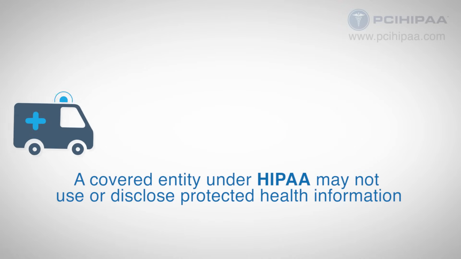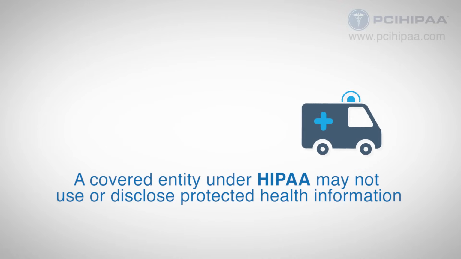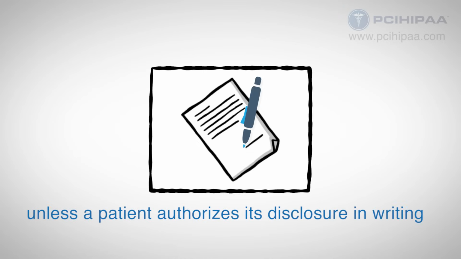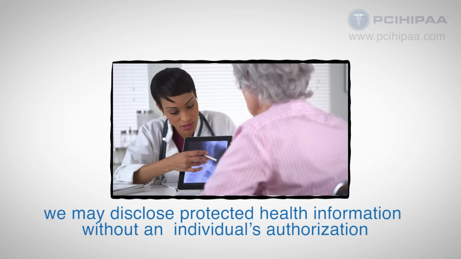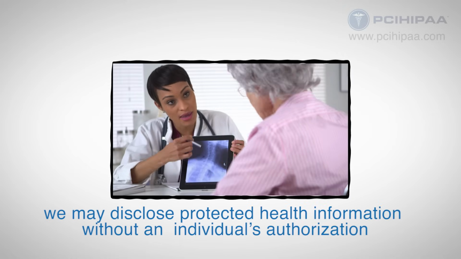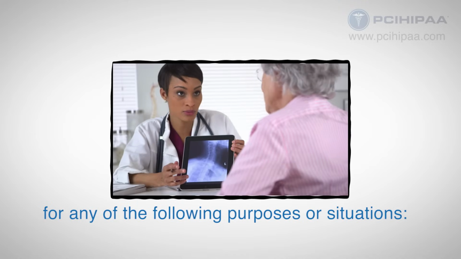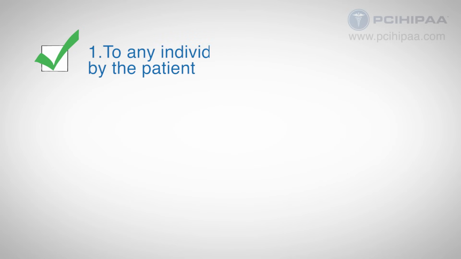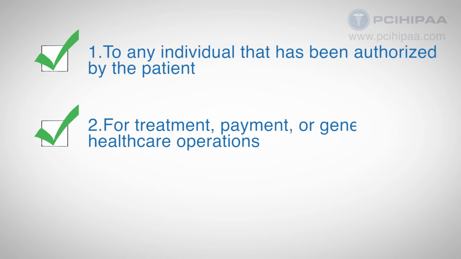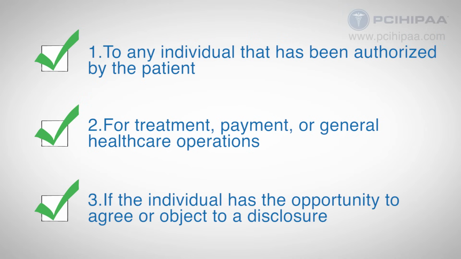A covered entity under HIPAA may not use or disclose protected health information unless a patient authorizes its disclosure in writing. However, we may disclose protected health information without an individual's authorization for any of the following purposes or situations. 1. To any individual that has been authorized by the patient. 2. For treatment, payment, or general healthcare operations. Or 3. If the individual has the opportunity to agree or object to a disclosure. For example, when the patient brings another patient into the exam room.